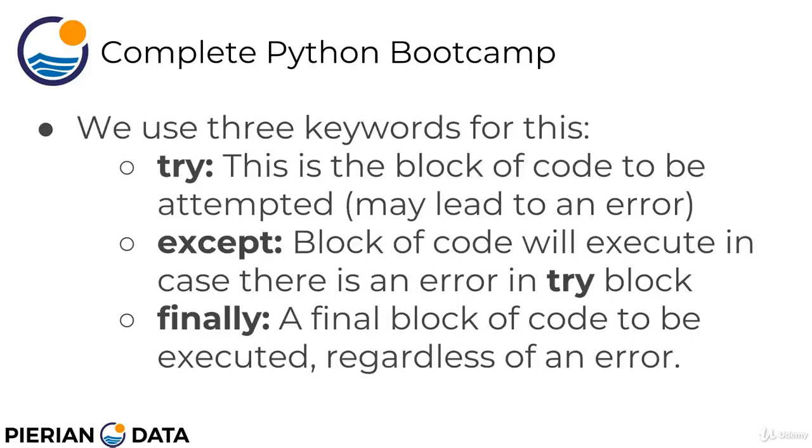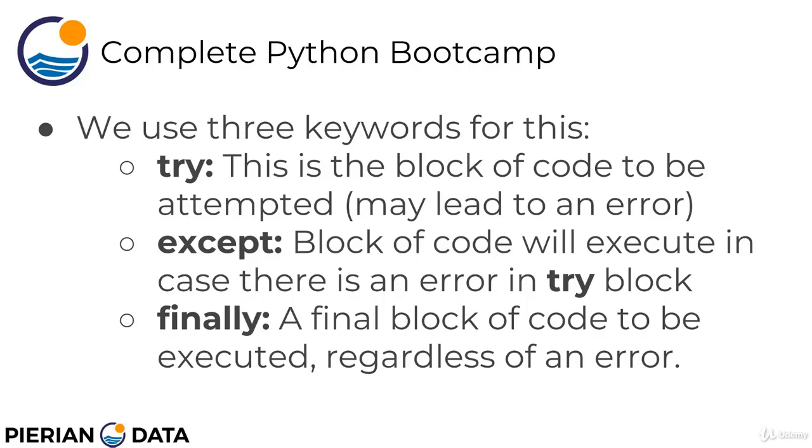Now there are 3 keywords for this entire process of exception handling: the try, except, and finally keywords. And these are all going to have a block of code associated with them. Under the try block of code is the code that's going to be attempted, and this may or may not lead to an error.